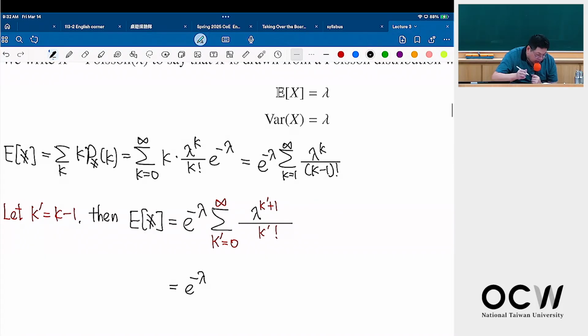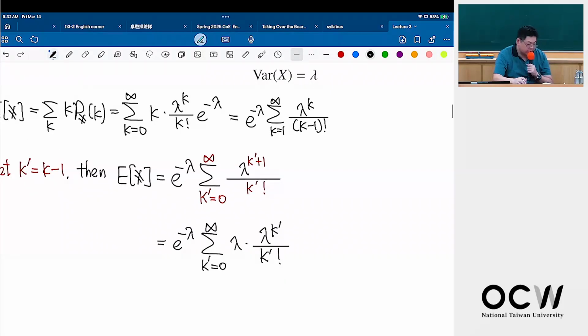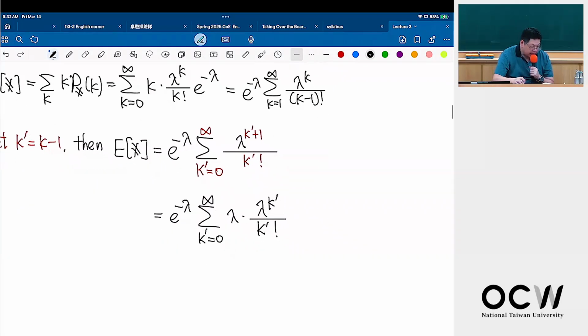So that will be e to the minus lambda, the summation k prime from 0 to infinity, I have lambda times lambda to the k prime divided by k prime factorial. Okay, and again I can put lambda outside. And this time I just want to put the exponential part inside the summation, and let's see what this is.